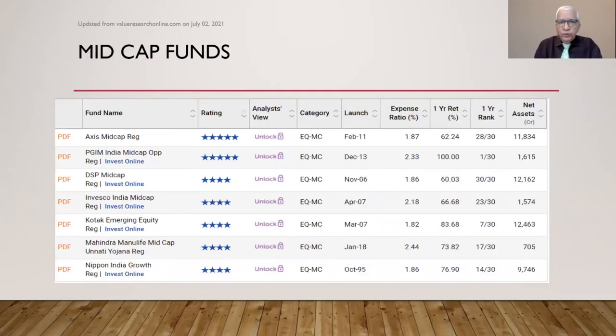mid cap funds. What are the top mid cap funds? If you go to the same website, all this data has been culled from valueresearchonline.com. In this website, you can just click on the category of funds. For example, large cap, mid cap, small cap, flexi cap, ELSS, thematic funds, etc. And you can get details about all the funds in that category.